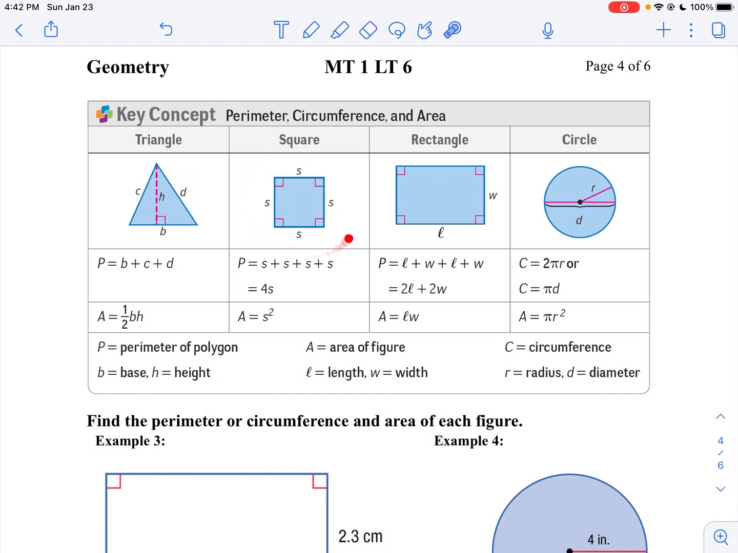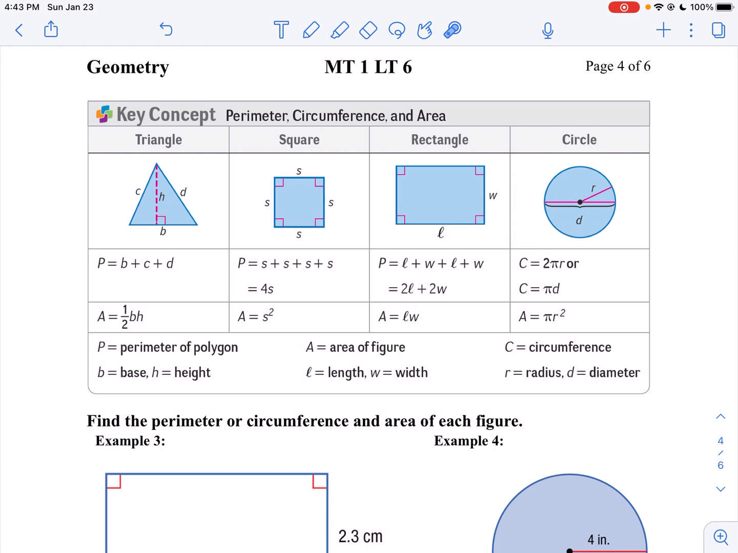You could do a square, but all the sides are the same, so I'm just going to say 4 times one side. The same with a rectangle. You could add up all 4 sides, but then I'm going to have 2 of the sides the same, so I'll say 2 times the length plus 2 times the width.